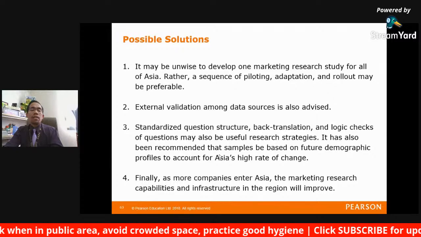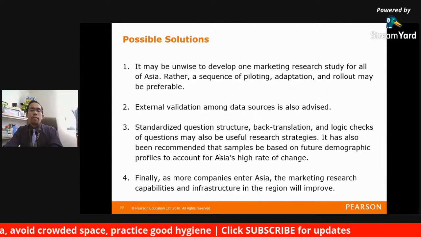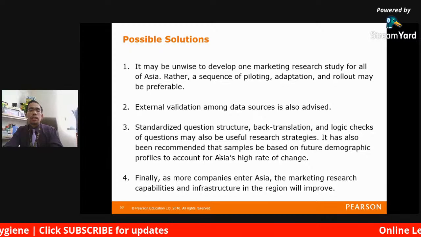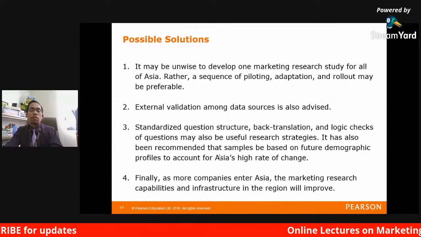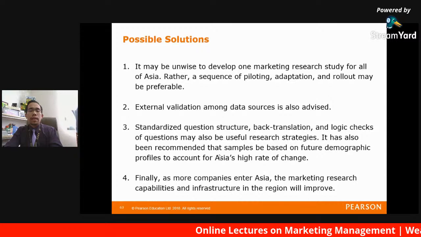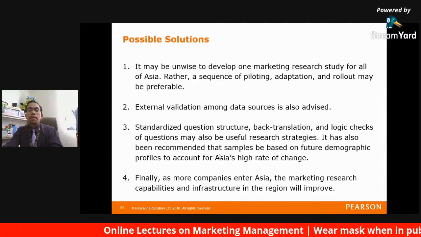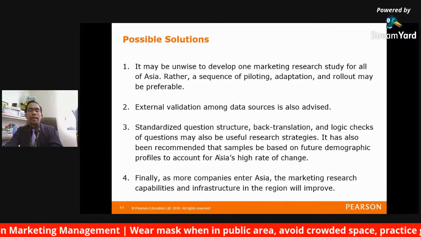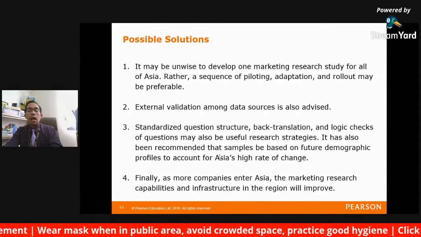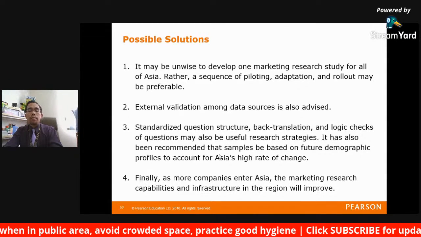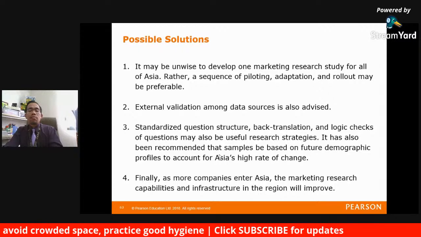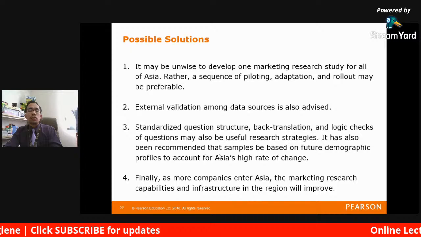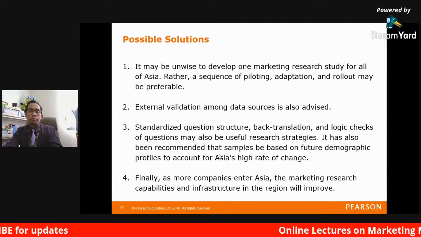External validation among data sources is also advised. Standardized question structure, back translation, and logic checks of questions may also be useful research strategies. It has also been recommended that the sample be based on future demographic profile to account for Asia's high rate of change. Our region is also facing the same situation. Finally, as more companies enter Asia, the marketing research capability and infrastructure will also be improved.